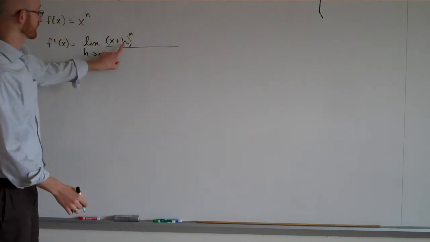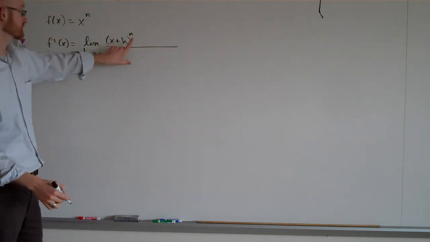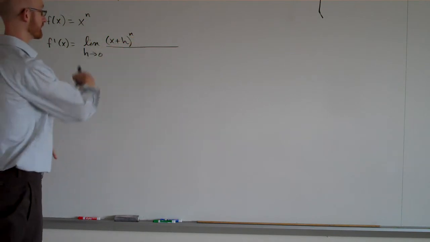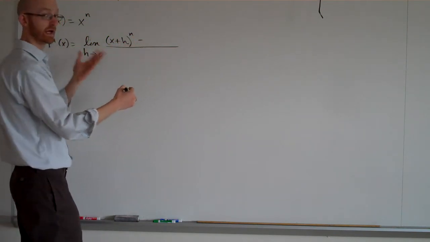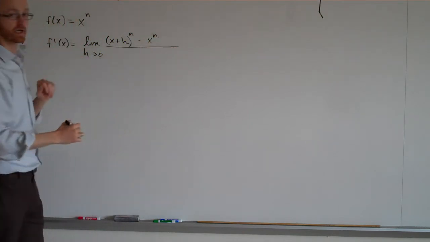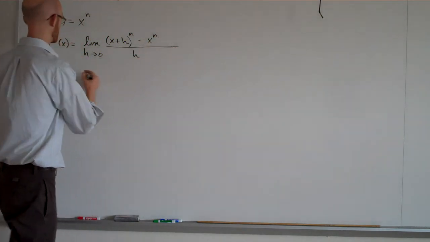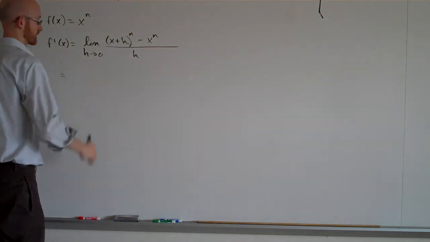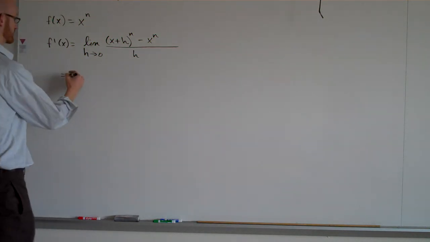I don't want this to be confusing to you. That is an h. That is an n. And then we're going to subtract from that f of x itself. f of x is simply x to the n, and we're going to divide by h. Now we're going to need a little bit more space for this next line.